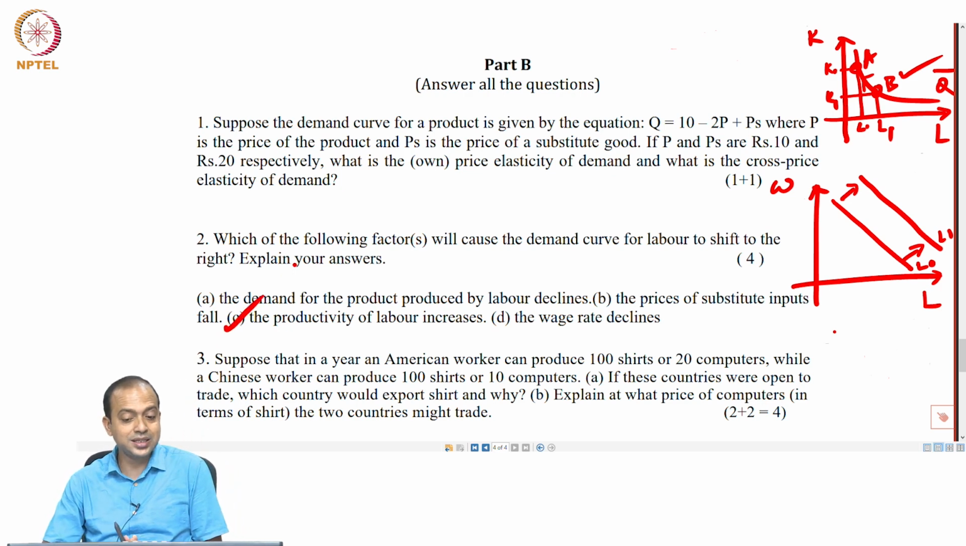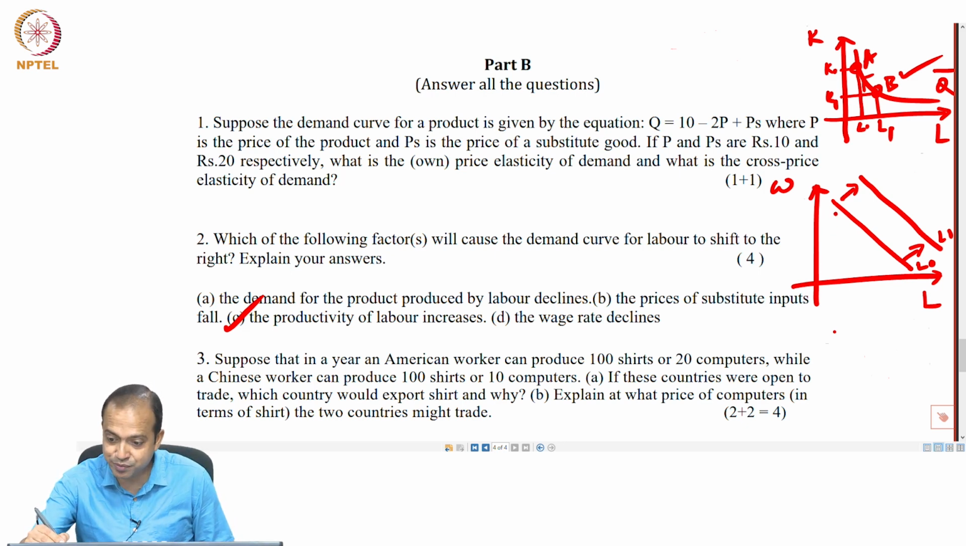What about the last answer? The wage rate declines. Now, some of you might be tempted to quote the correct answer as D. When the wage rate declines, obviously demand for labor will increase. But please keep in mind, this is a change in price of the good. When price changes, the demand for the good will increase, but that increase will always be along the demand curve.